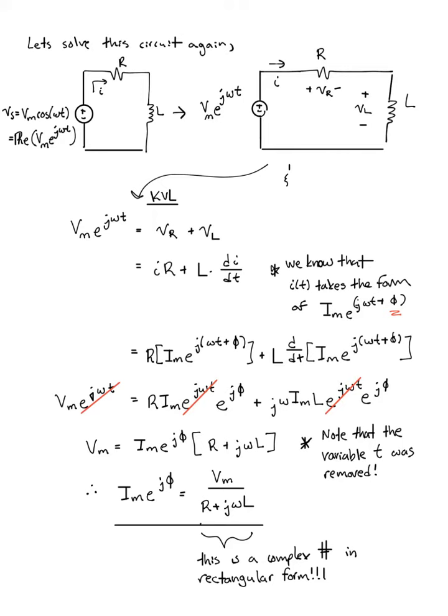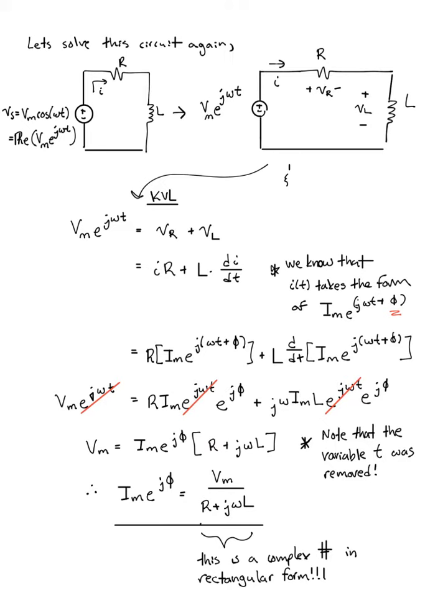Plus, we have to take the derivative of Im e to the j(omega t plus phi), which is going to be j omega times Im times our L, which is out front, times e to the j omega t times e to the j phi. At this stage we can see that each term has the e to the j omega t present, so those all cancel out. This reduces to Vm equal to Im e to the j phi times the quantity R plus j omega L.